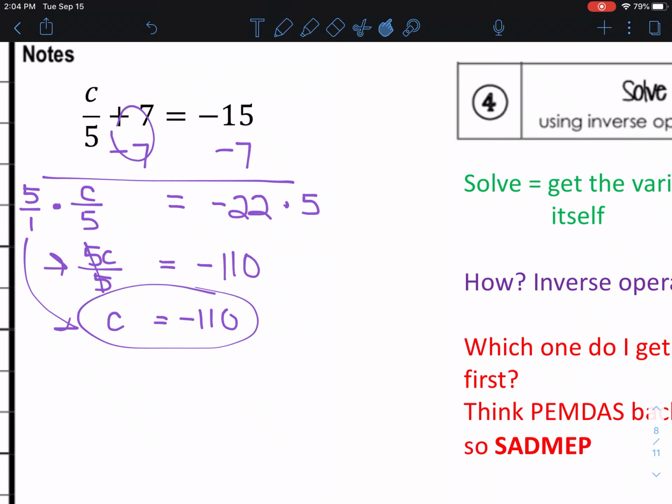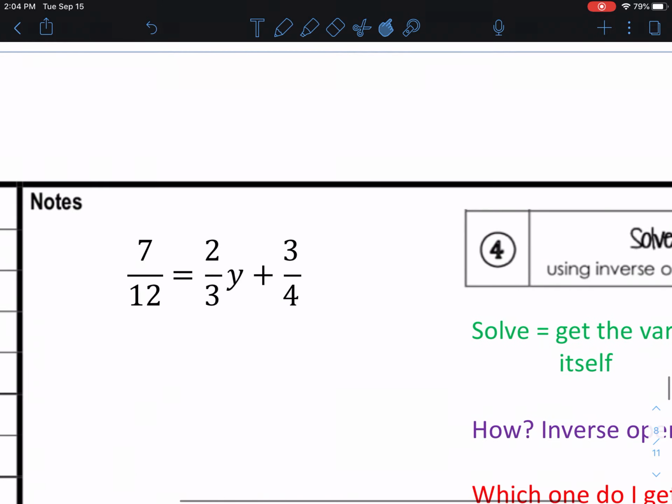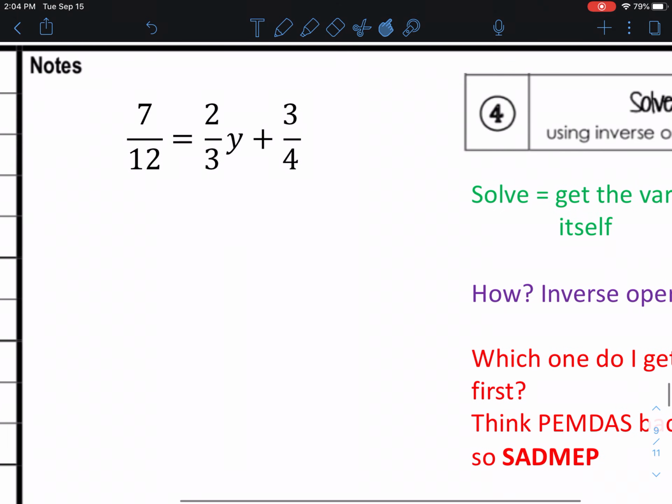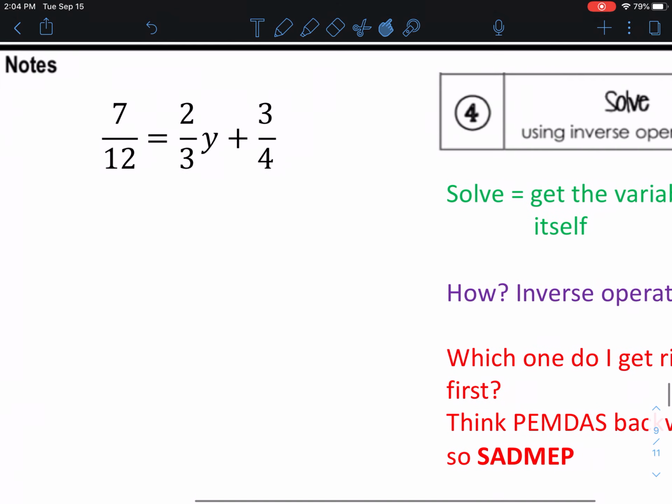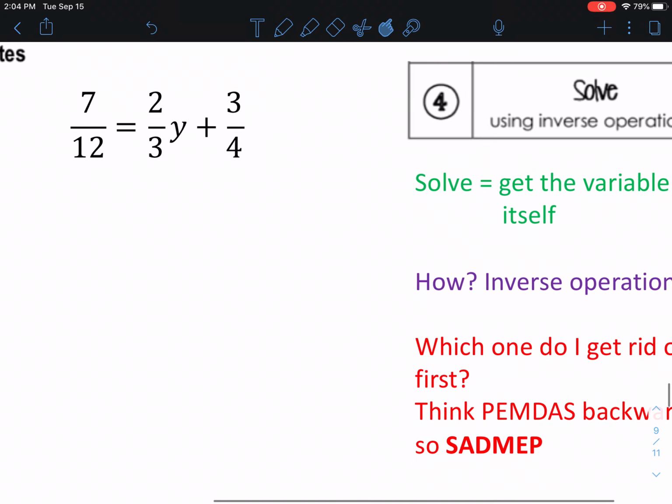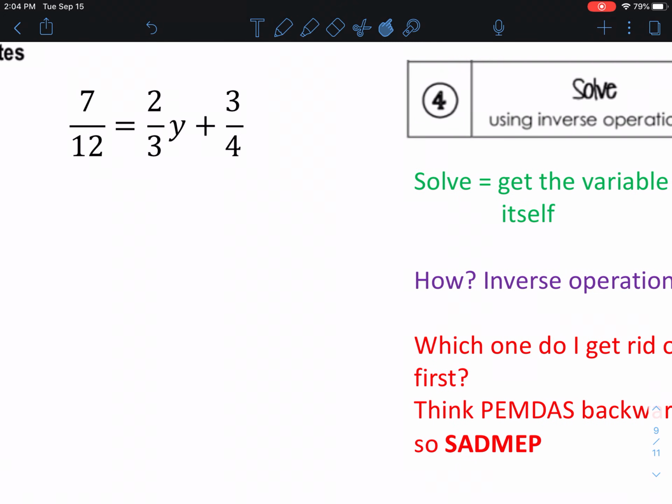Okay. Let's try another one. And this one has fractions in it. So I put this in here on purpose because you'll see that a lot of times, and sometimes this trips people up. So really when you're thinking about this, the process is the same. So don't get confused by the fractions.